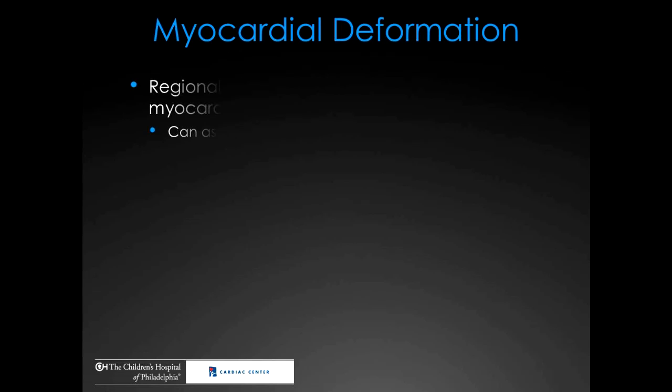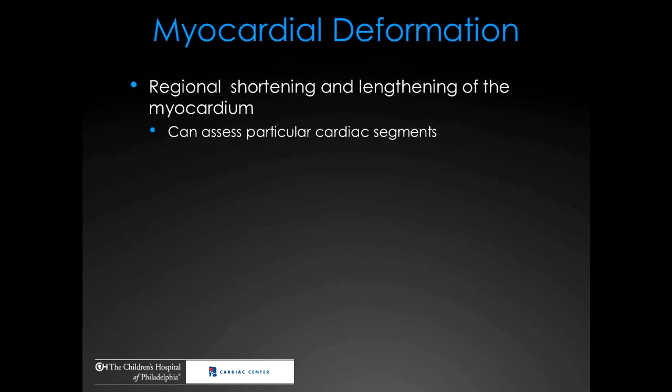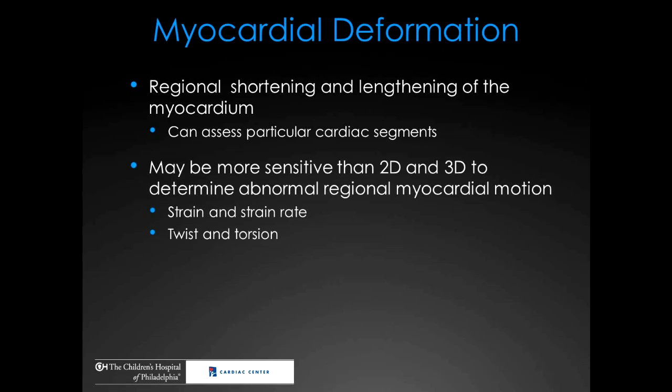What about myocardial deformation? Myocardial deformation identifies regional shortening and lengthening of the myocardium and can be used to assess particular cardiac segments. Since we think this is a regional disease, it's probably going to be very useful to use myocardial deformation in LV noncompaction. It may be more sensitive than 2D and 3D echo to determine abnormal regional motion. And we can use myocardial deformation to assess strain and strain rate of the heart, as well as twist and torsion.